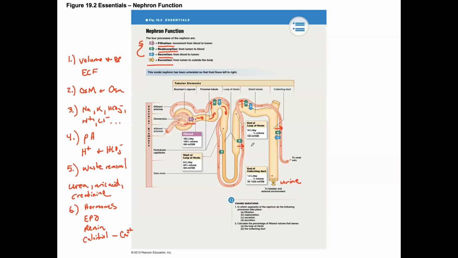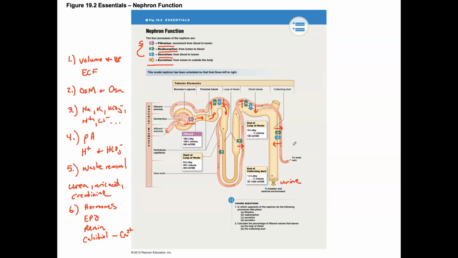Secretion is a mechanism for moving material from the blood back into the nephron. So notice the direction of the arrows. We're going from the blood back into the nephron system. So if you're secreting, then you are moving those molecules back into the nephron, and so they are destined for excretion. These reabsorption and secretion processes are selective. They're based on transport mechanisms.